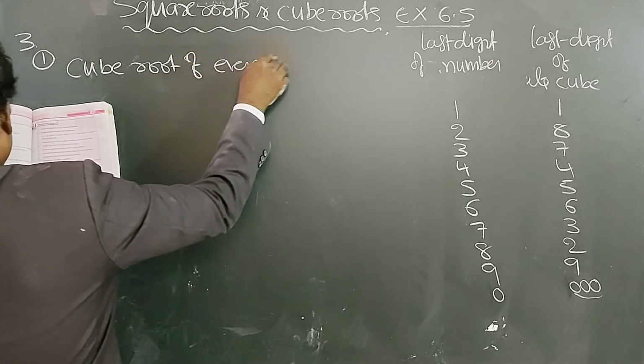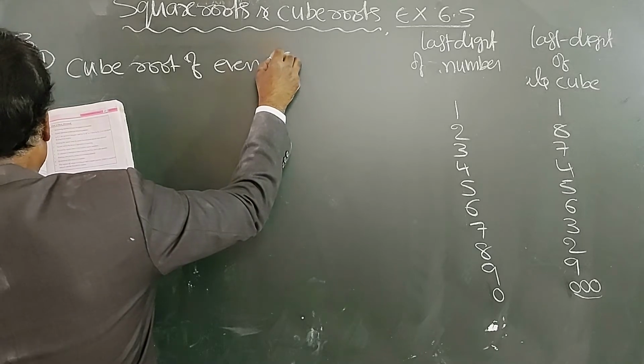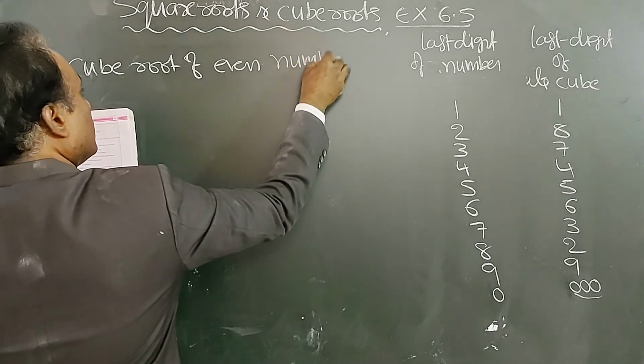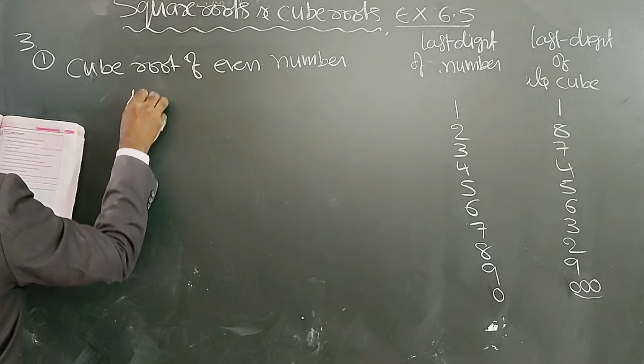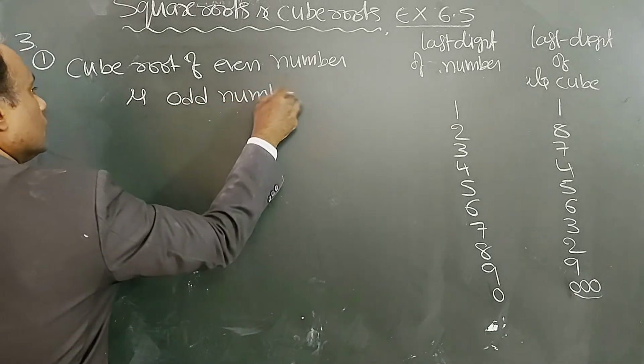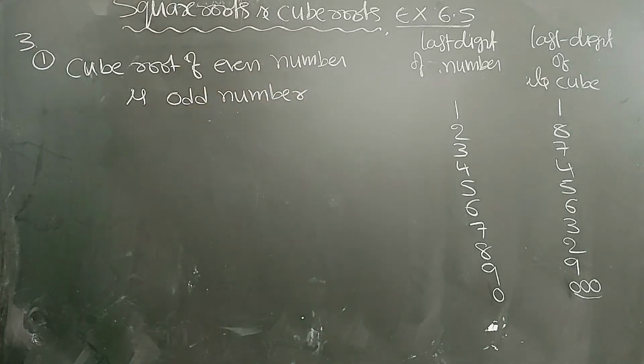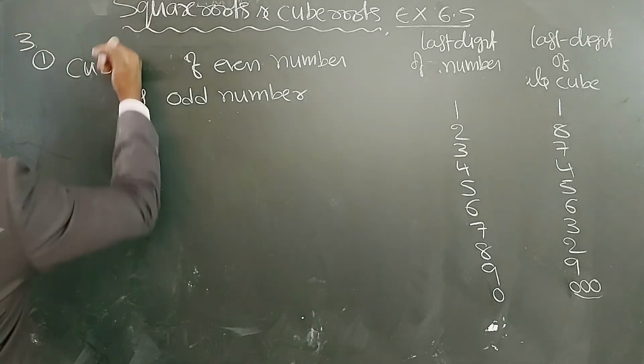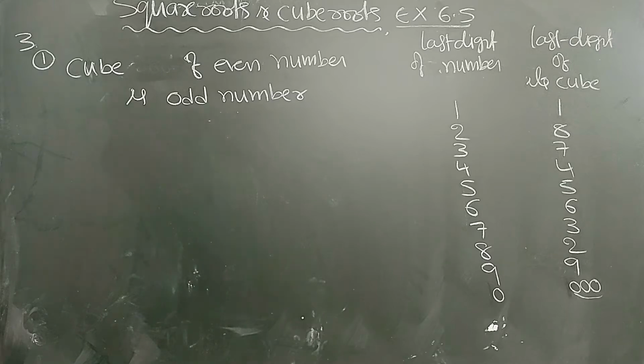Cube of an even number is odd number. Sorry, the statement is: cube of an even number is an odd number.